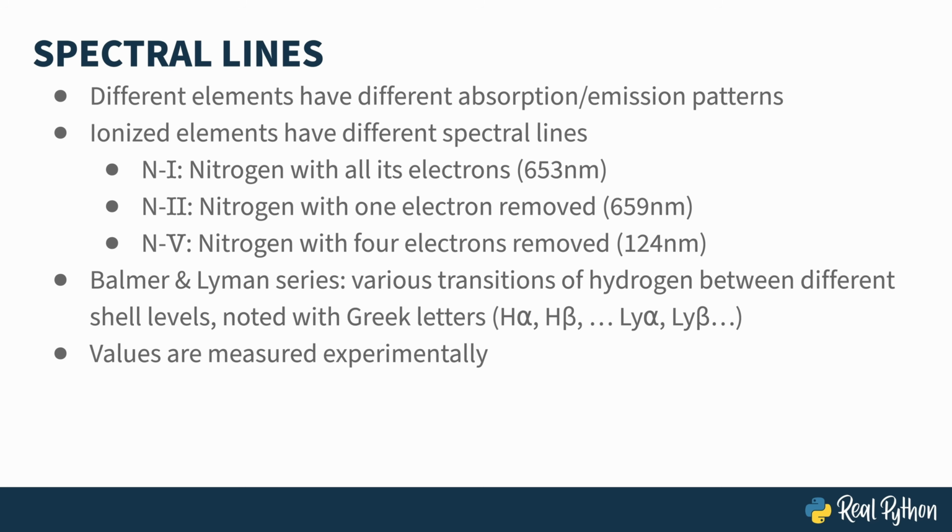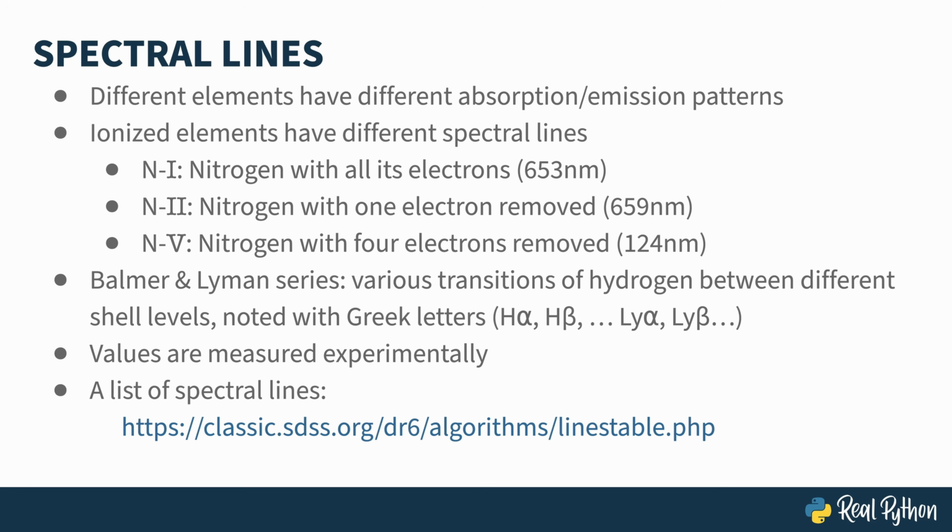Emission and absorption lines are measured experimentally, which means if you look them up in various tables, they might not agree with each other exactly. This has to do with precision and experimental error. For this course, I'm using the lines in a table on this web page. You'll see more on that later.